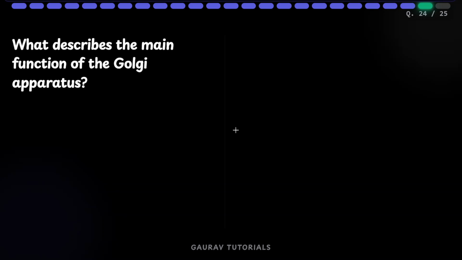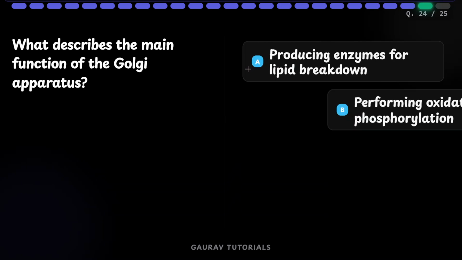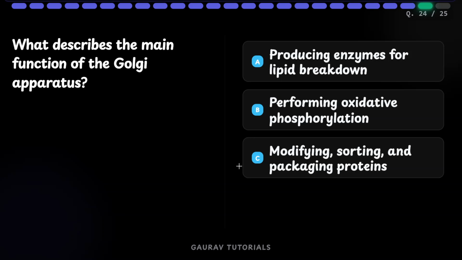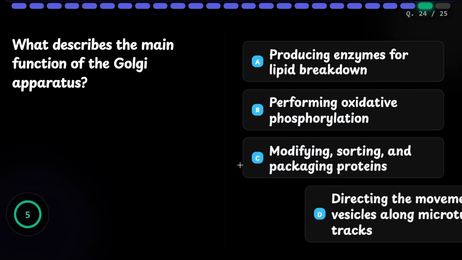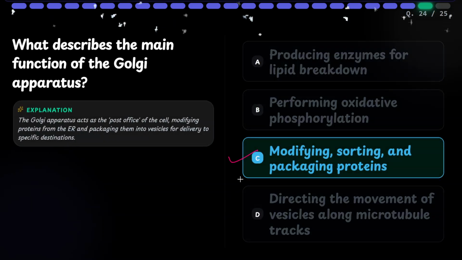Question number 24. What describes the main functions of the Golgi body? Option A, reducing enzyme for lipid breakdown. Option B, performing oxidative phosphorylation. Option C, modifying, sorting and packaging protein. And option D, directing the movement of vesicle along microtubule tracts. The correct answer is option C.